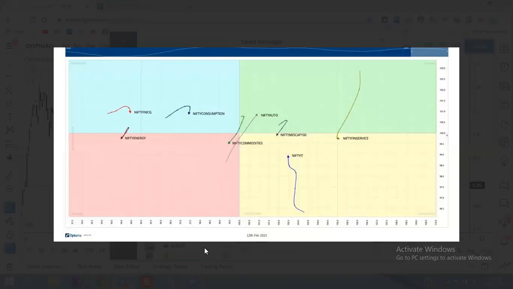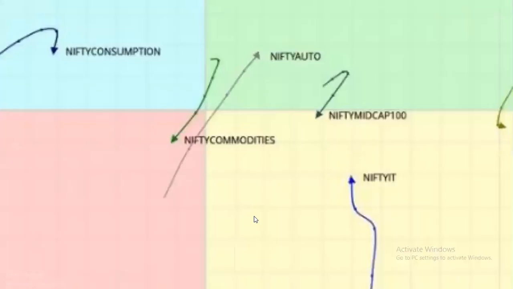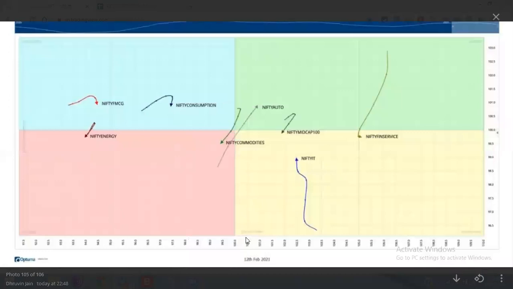So the basic thing is there is a JDK RS ratio. Let me show you the JDK RS ratio, and this is the JDK RS momentum. JDK RS is, I would assume, a normal RS. This whole y-axis is your normal RS, and this whole x-axis is your RS momentum. RS momentum, as I was reading in the blog of JDK RS, is the momentum indicator of RS.